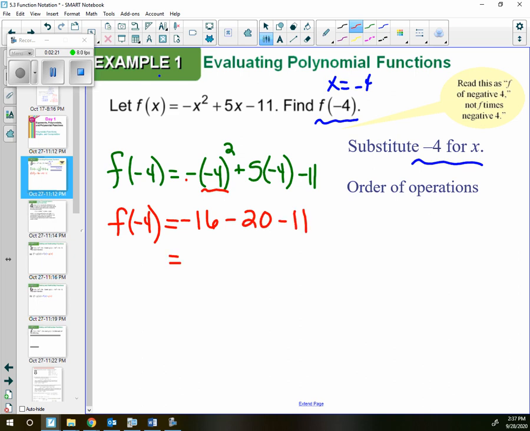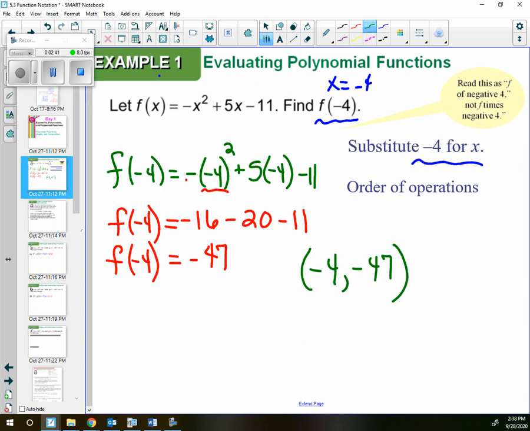So when I put all of that together, go ahead and take a moment. Feel free to use a calculator if you need to. Pause. That would be negative what altogether? Looks like 47. All right, so what does that mean? That means this corresponds to the ordered pair. -4 was my input or my domain. -47 was my output. It represents an ordered pair on the graph.